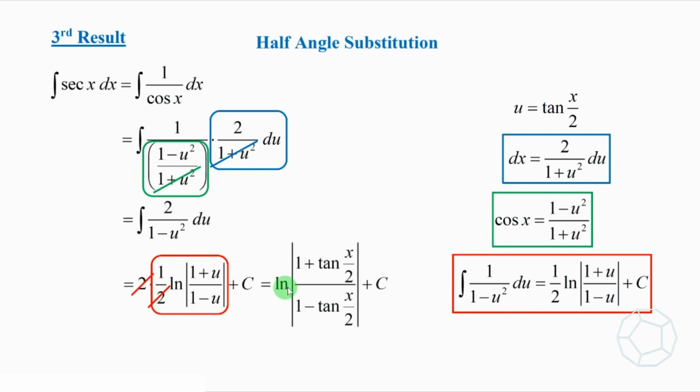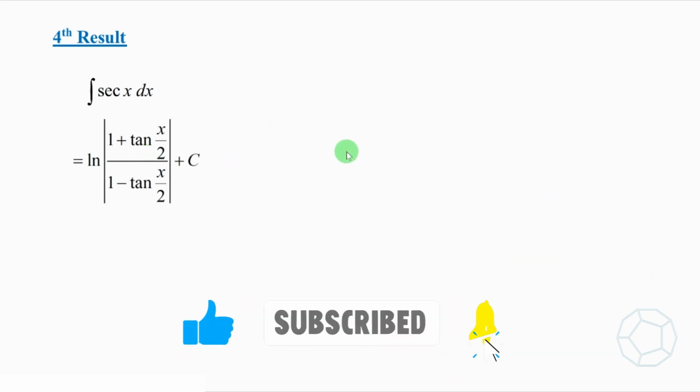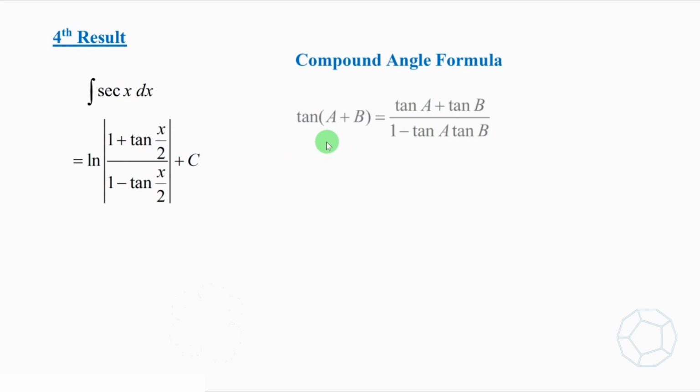Then the answer is log absolute 1 plus tangent x over 2 all over 1 minus tangent x over 2 plus c. We can make use of this result to get the fourth form of the answer. It involves a special property of tangent x. Let's look at the compound angle formula. Tangent bracket a plus b is equal to tangent a plus tangent b all over 1 minus tangent a tangent b. We have a plus sign in the numerator and a minus sign in the denominator.